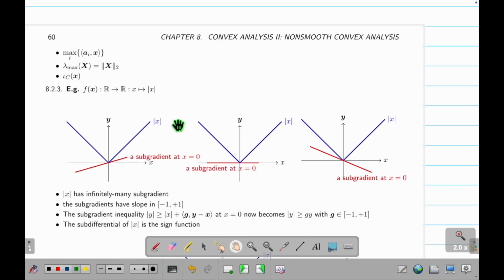And why? You can use the epigraph. What's the epigraph? The epigraph says that if I fill water on top of the function, then I have a shape. If this shape is a convex set, then the whole function is convex. I have infinitely many subgradients. Together it's called the subdifferential. So that's why we have a set.